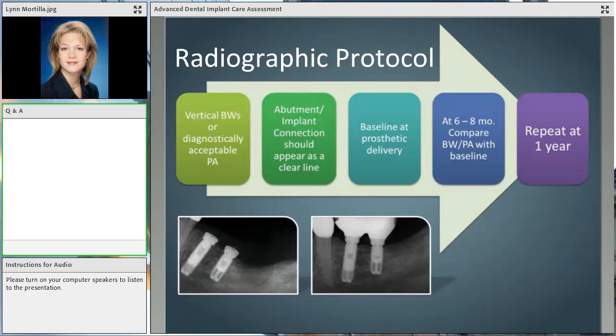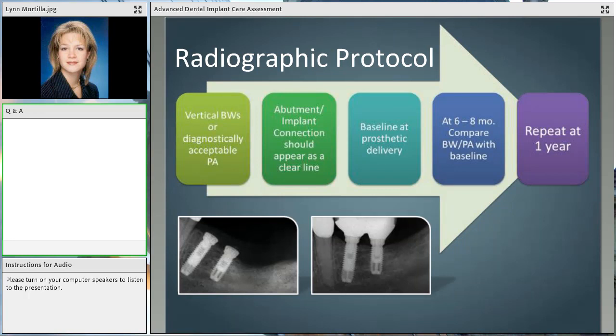So, a radiographic protocol to follow. We want to take diagnostically acceptable radiographs. We want to make sure that we can see the implant crest, implant to bone crest. If we see an abutment implant connection, it should be a clear line. We want to rely on the assistants and our doctors to help us be sure that we get a baseline radiograph at prosthetic delivery.